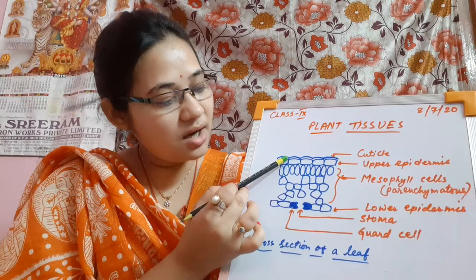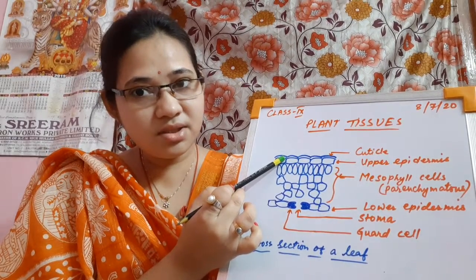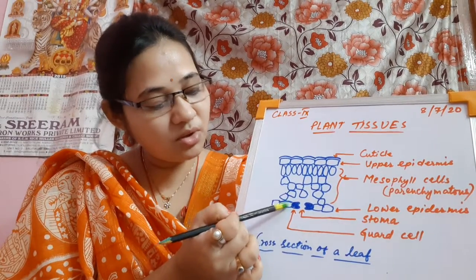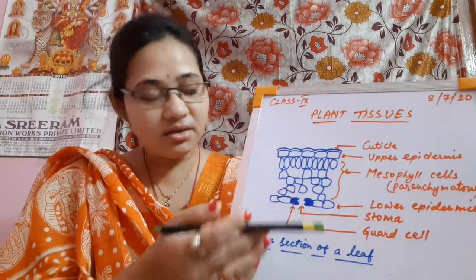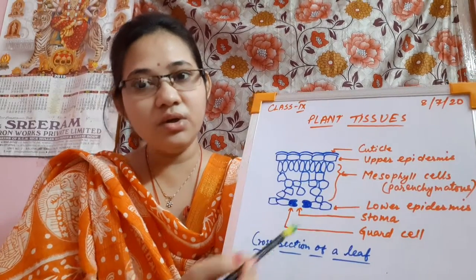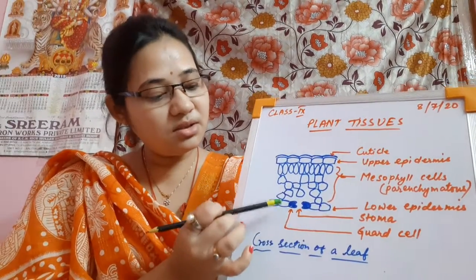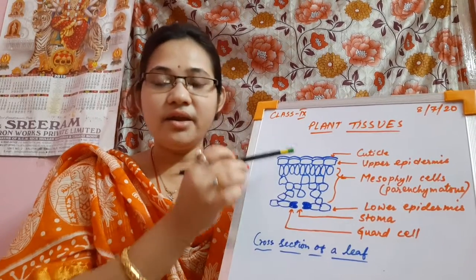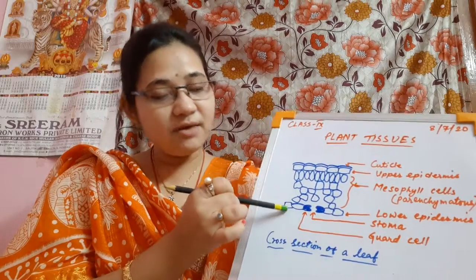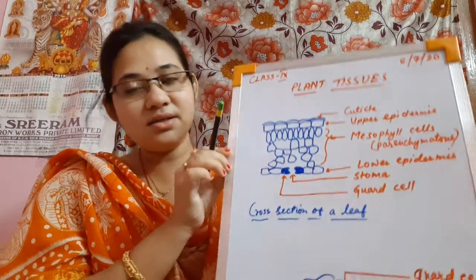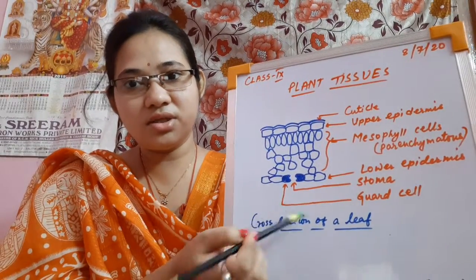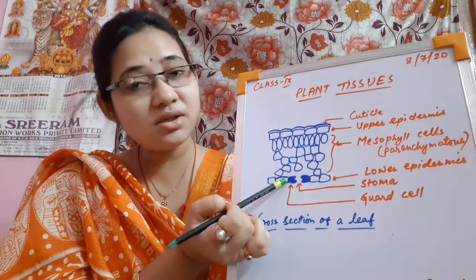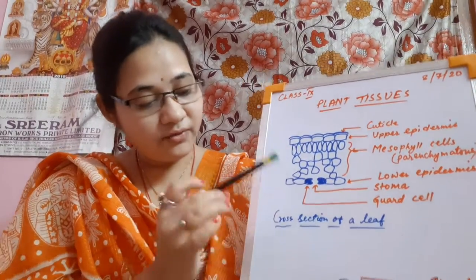Okay, so this is the upper epidermis or the outer epidermis. This is the lower epidermis or the underside epidermis. So epidermis can be on both sides. The dorsal side is the dark side of the leaves. This is the ventral side, that is the lighter surface of the leaf. So this is the cross section of a leaf. This is the location of epidermis in the leaf.